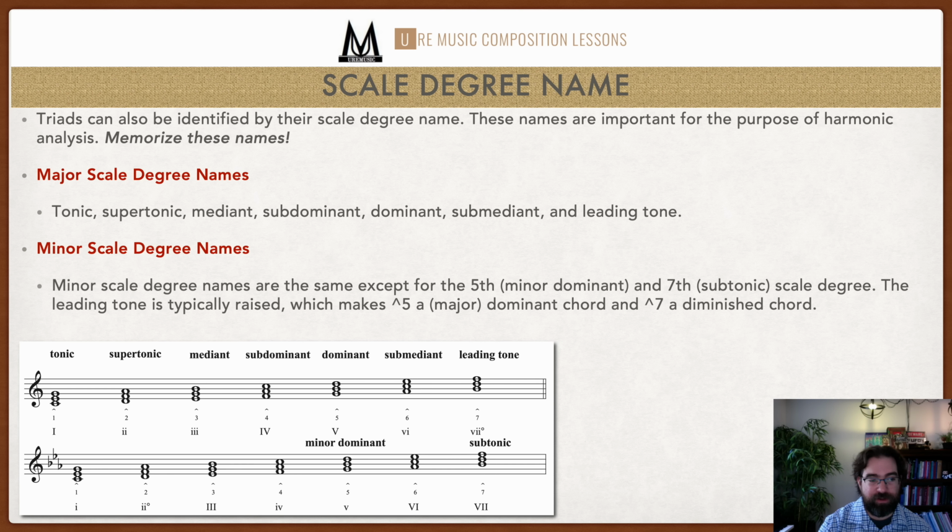In a major scale, you've got the tonic. The supertonic is the 2nd scale degree. The mediant is the 3rd. The subdominant is the 4th. The dominant is the 5th. The submediant is the 6th. And the leading tone is the 7th.